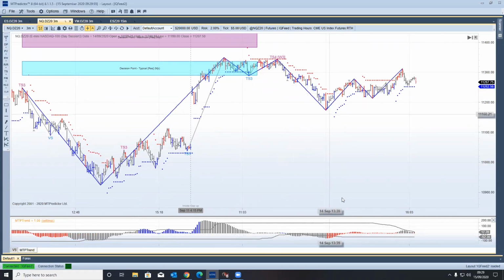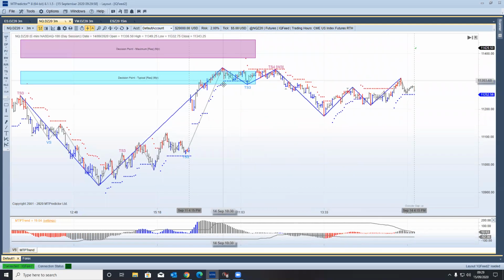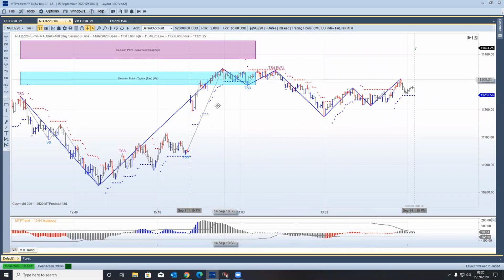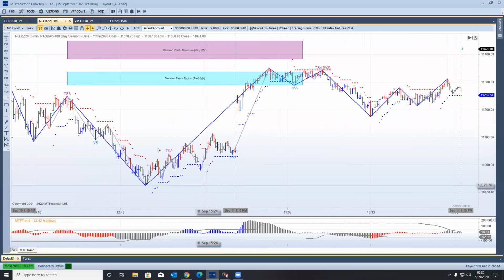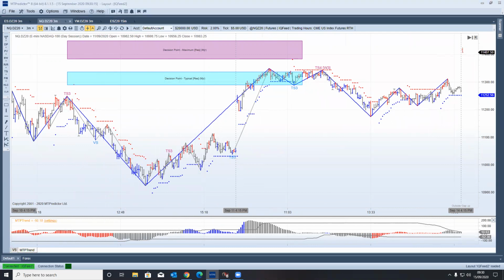As it starts to come back down, it then goes red as it comes off the major pivots. So that's what the MTP trend color is. It's just the move from and to the major DP levels on your current chart. It's not whether it's above or below the 0 line, if that helps.